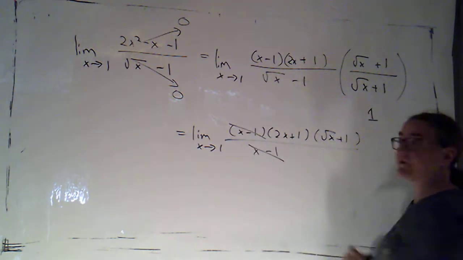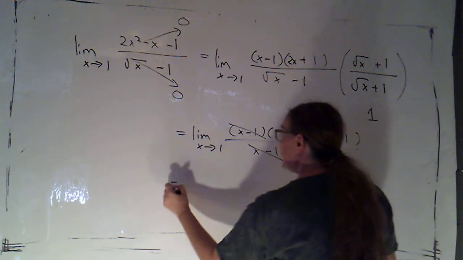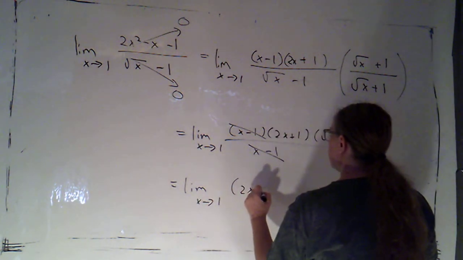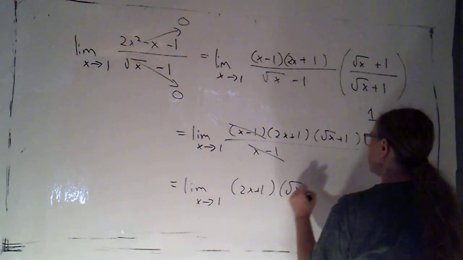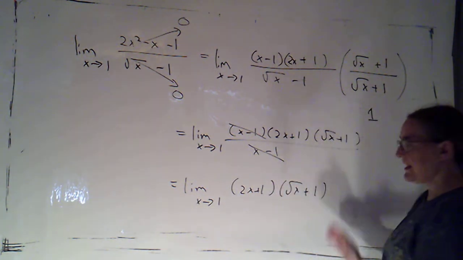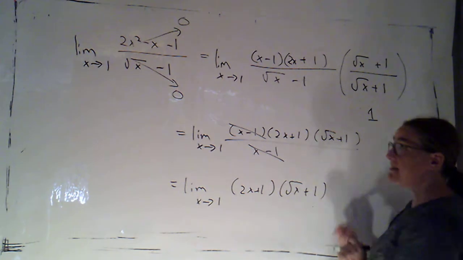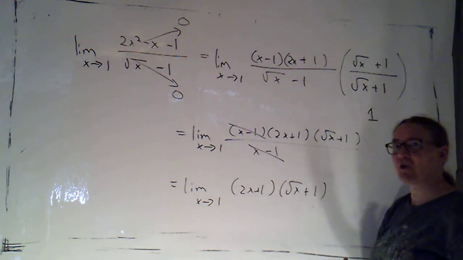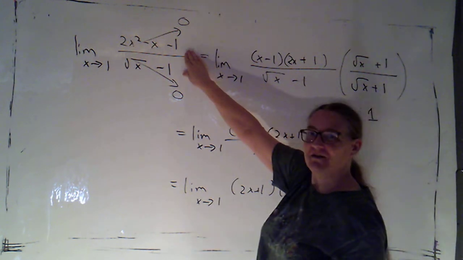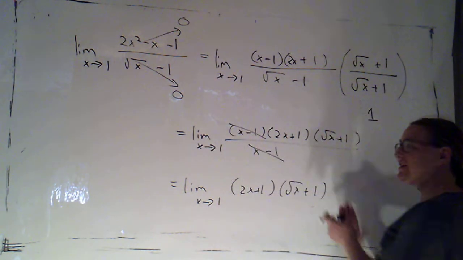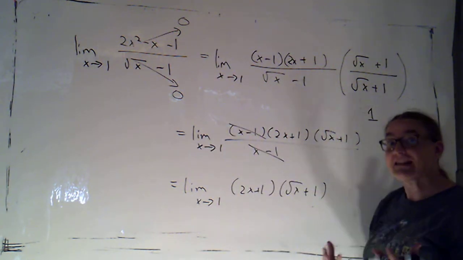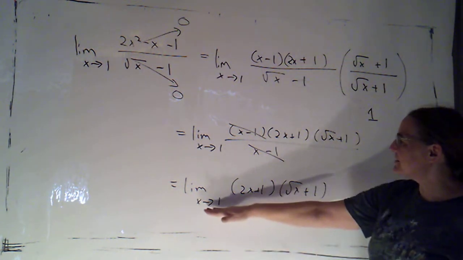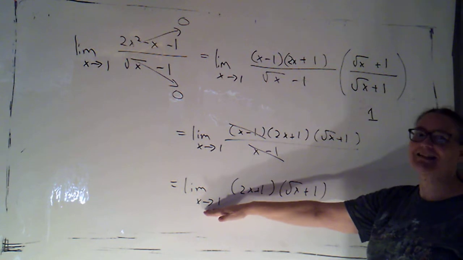I can just cancel those x minus 1s. And so I can say this is the limit as x goes to 1 of 2x plus 1 times root x plus 1. This function is different from the function that I started with because it has a different domain. This function was undefined at 1. This function is defined at 1. But they're the same everywhere except at 1. So the limit as we approach 1 is the same.